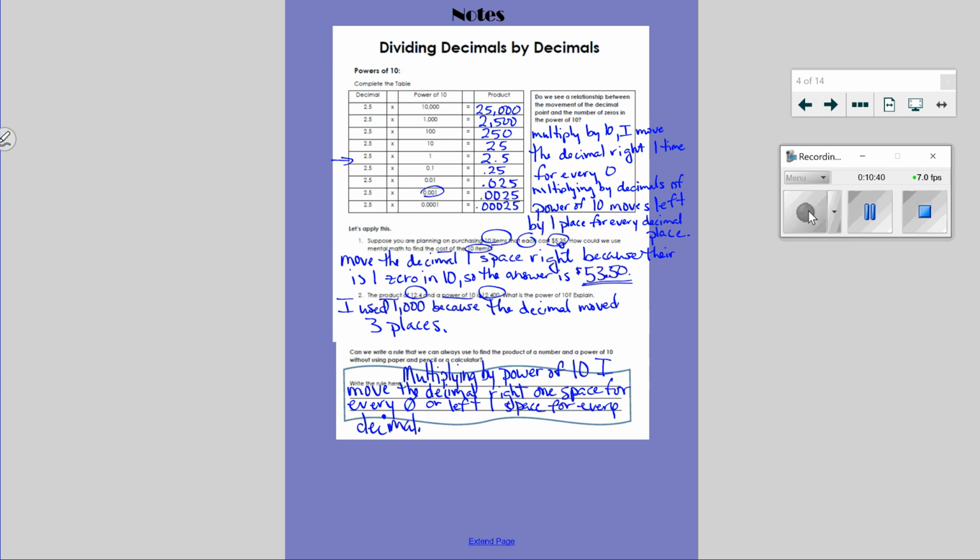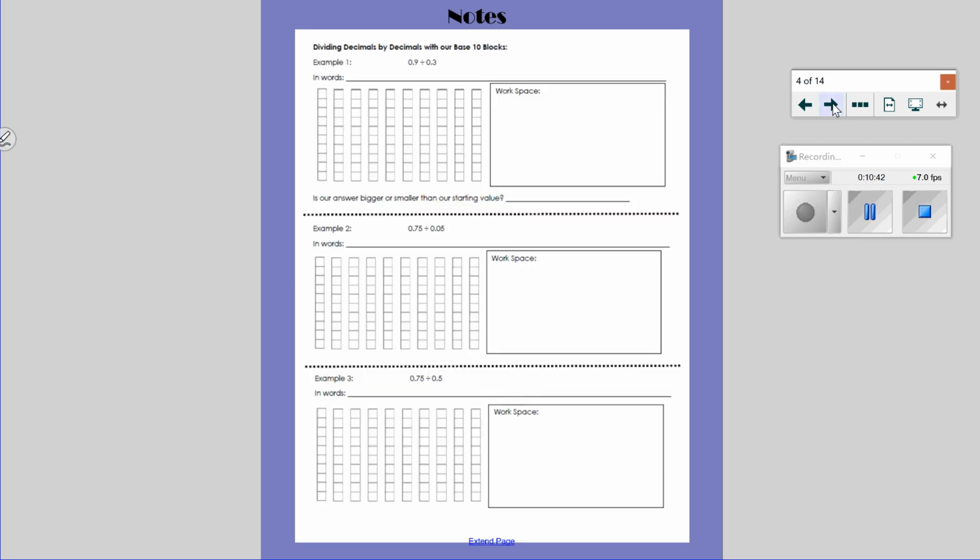Okay, our next page. Go ahead and turn the page. Now, we're going to go through this piece. I'm not going to expect you to model stuff, but just like we did when we were dividing fractions by fractions, I want you to be able to visualize what's happening to help you understand what it is that you're looking at when we do this.